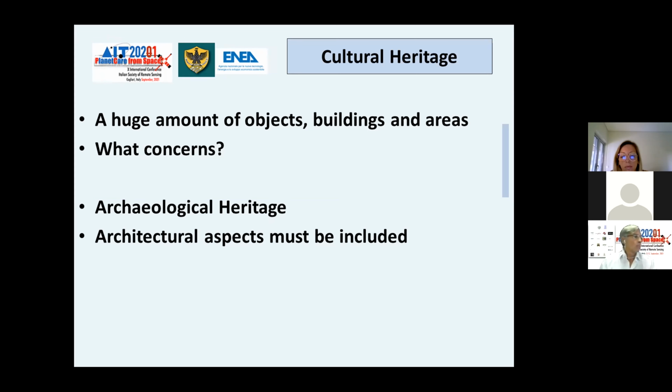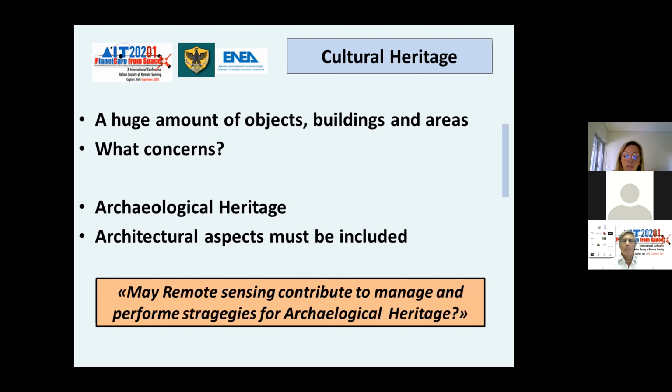Cultural heritage is a large common definition covering a lot of objects. We agree that there is a huge amount of buildings and other aspects and structures, but when we speak about something related to archaeological heritage, we must also consider all the architectural aspects, such as surfaces and the structure. So these will be two different aspects.